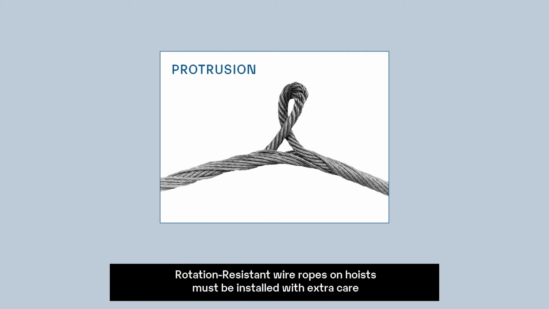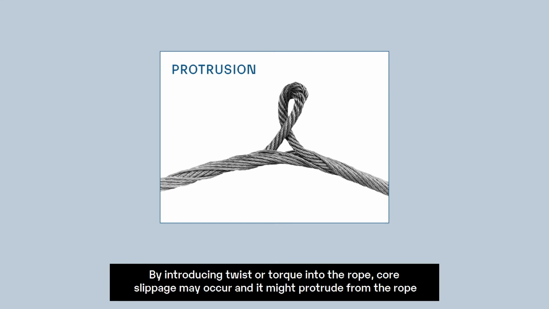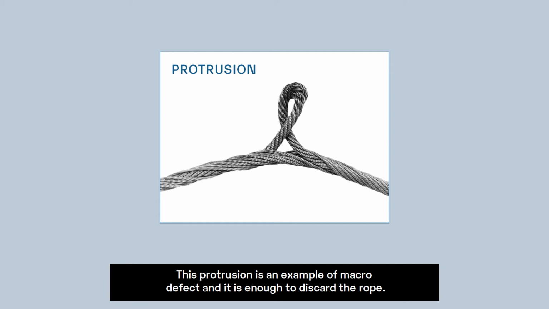Rotation-resistant wire ropes on hoists must be installed with extra care and proper handling to prevent rope damage during installation. By introducing twist or torque into the rope, core slippage may occur and the core might protrude from the rope. This protrusion is an example of a macro defect and it is enough to discard the rope.